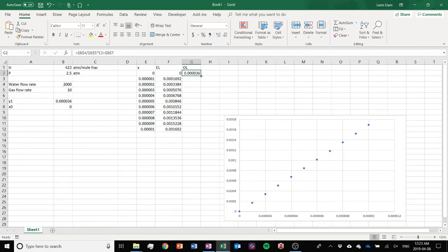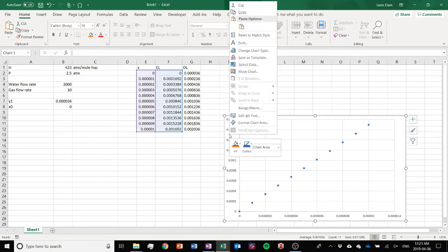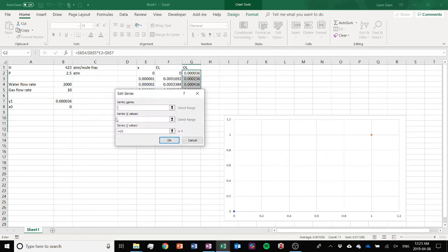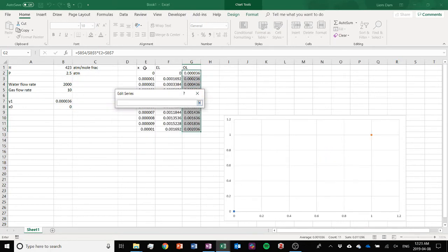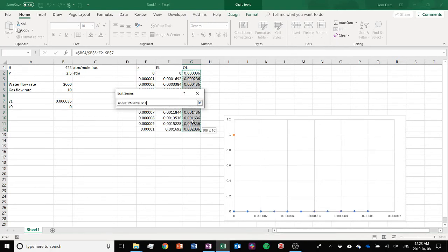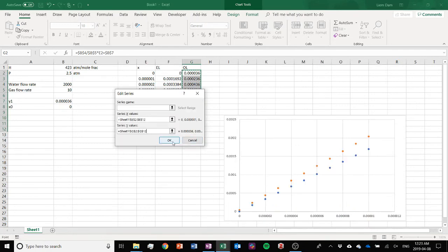And there we go. So I'm going to add another series. The x values are going to be this once again, and the y values are going to be my operating line. And there you go.